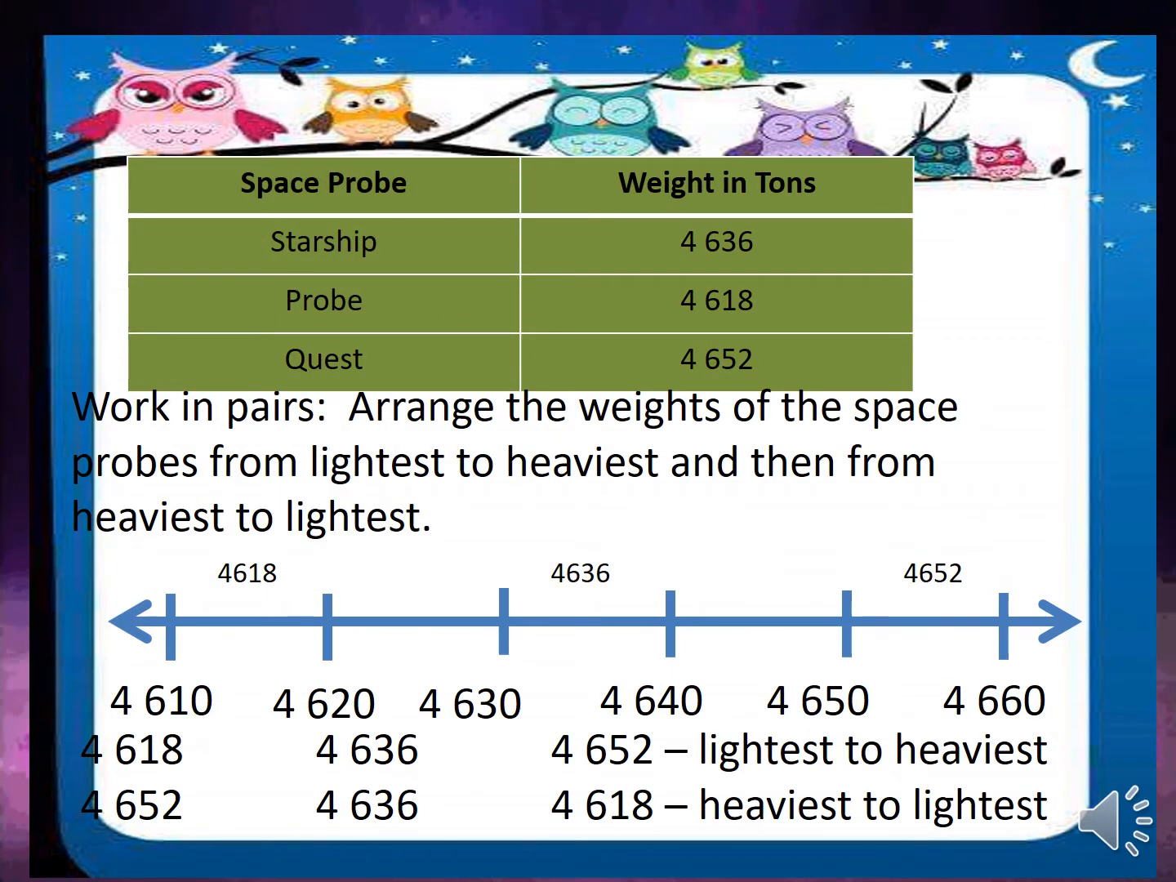First, to arrange the weights of the space probes from lightest to heaviest, and then from heaviest to lightest, take a look with the number line. The line going to the right: 4618, then 4636, then 4652. Then, if you are going to arrange that from heaviest to the lightest, the line is going to the left: 4652, 4636, 4618.